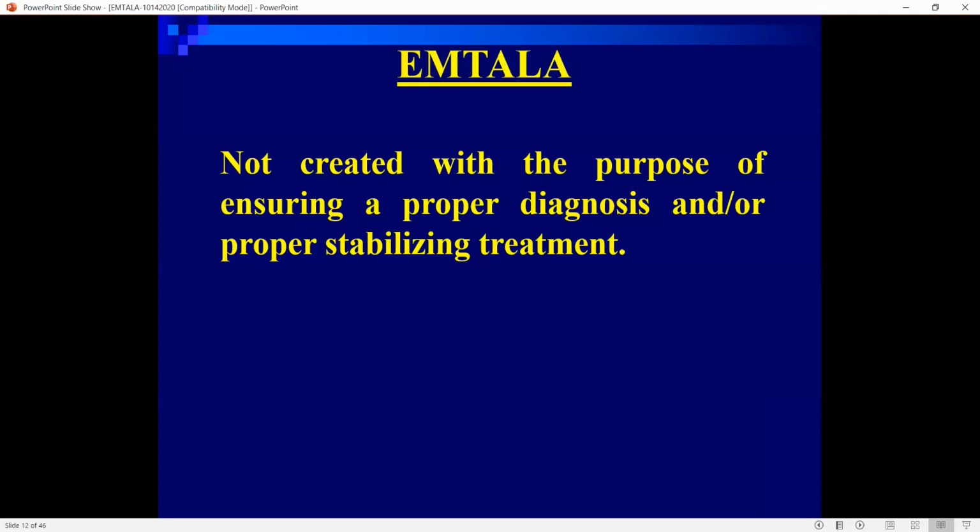Whether or not the diagnosis is appropriate or maybe was missed is a separate issue that falls under the malpractice statute, not the EMTALA statute. So EMTALA is more of a procedure and process type of argument, as opposed to whether or not care was appropriately administered or omitted. Next slide, please.